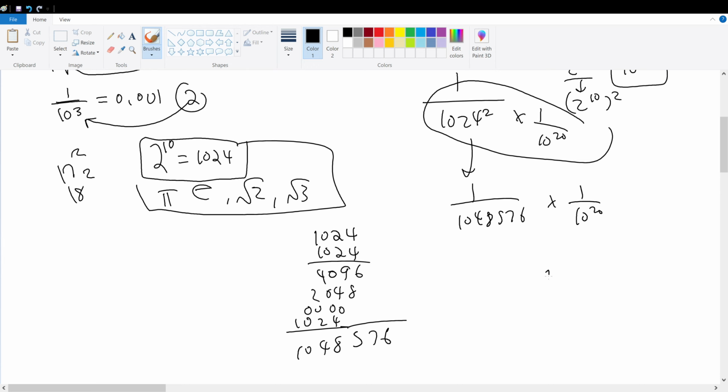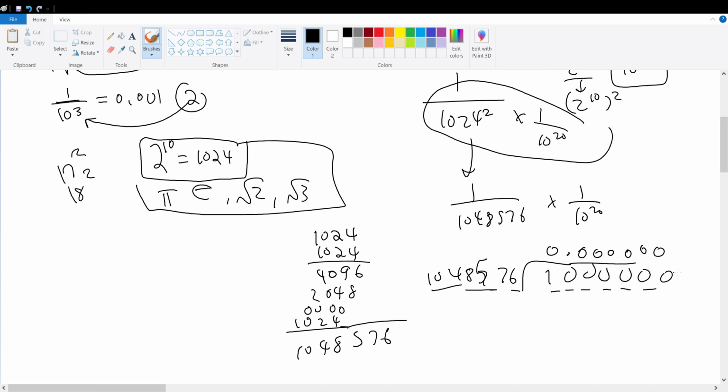Now think about 1 divided by 1,048,576 for a minute. I have to put a 0 here, then a 0 here, and so on. But how many zeros? Well, this is a 7-digit number, so I need an 8-digit number. So 1, 2, 3, 4, 5, 6, 7, 8. So this should be 1, 2, 3, 4, 5, 6, 7, 8, right? Right. So I put a 0. So 1, 2, 3, 4, 5, 6, 7. That matches the 8. So yes. Oh, this should be a 0 right here.